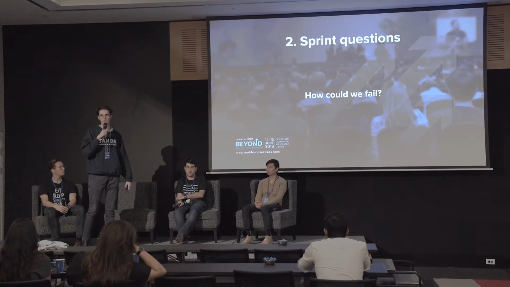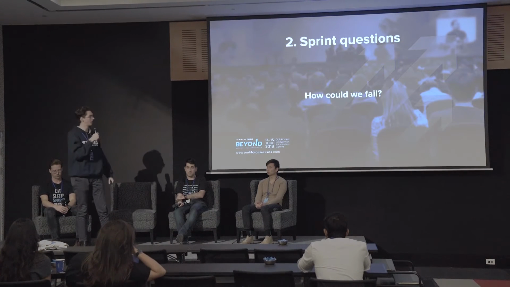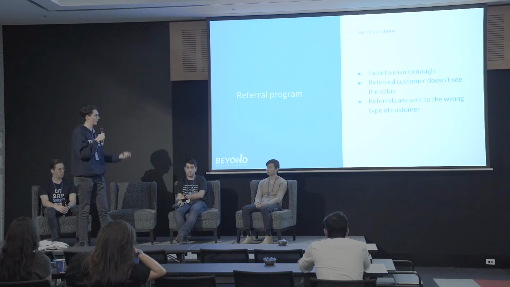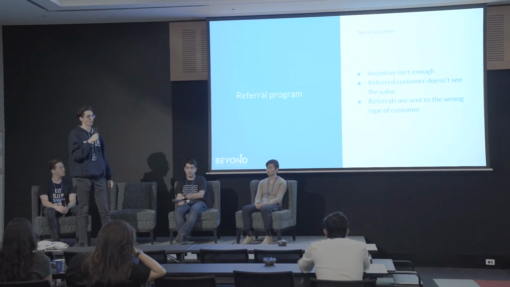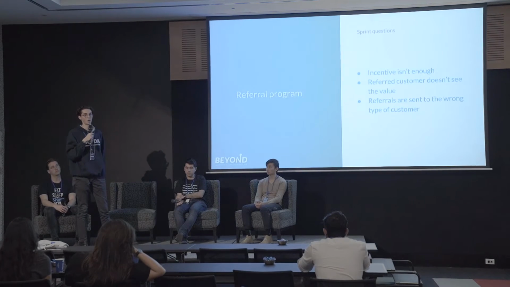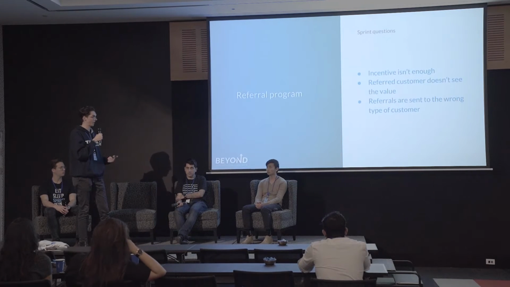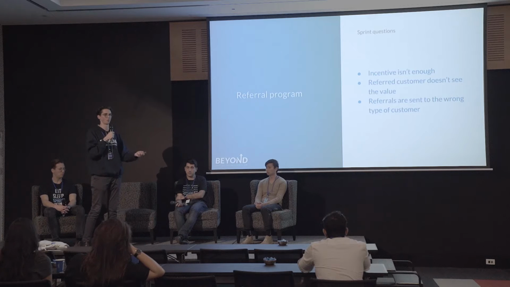Once you've got a long-term goal in hand, you list out a bunch of sprint questions. These questions might seem overly obvious, but it's basically answering how we could fail if we were to roll something out like this. If we apply this to the referral program, a couple of sprint questions we came up with were: the incentive isn't enough for the user, the referred customer doesn't see the value, and referrals are sent to the wrong type of customer, like maybe we might be targeting people who actually don't like Tanda and aren't going to refer us at all.